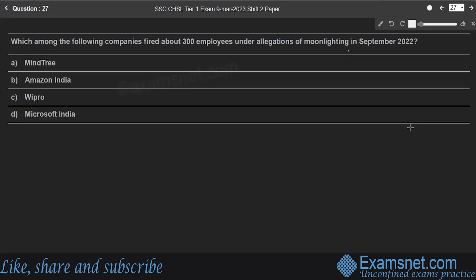Question 27. Which among the following companies fired about 300 employees under allegations of moonlighting in September 2022? Here, option C. Wipro fired about 300 employees for moonlighting. The IT company could have sacked these employees after finding out about their second job through UAN numbers. Wipro chairman Rishad Premji said the company has no place for employees working with rivals. So option C is the answer.